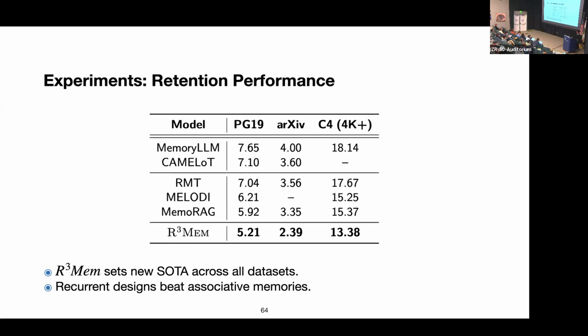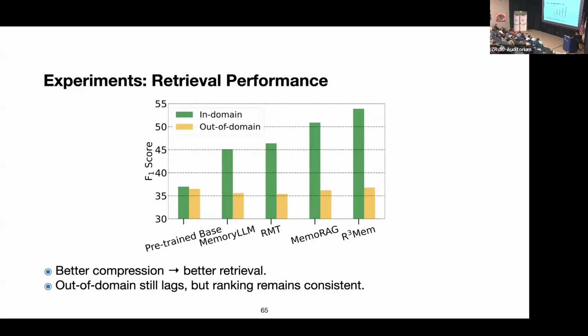So basically, our experiments show that such a memory network sets new state-of-the-art performance across different datasets. And we also test the retrieval performance in both in-domain and out-of-domain settings. So we have better compression, which leads to better retrieval. The out-of-domain still lags, but the ranking remains consistent.